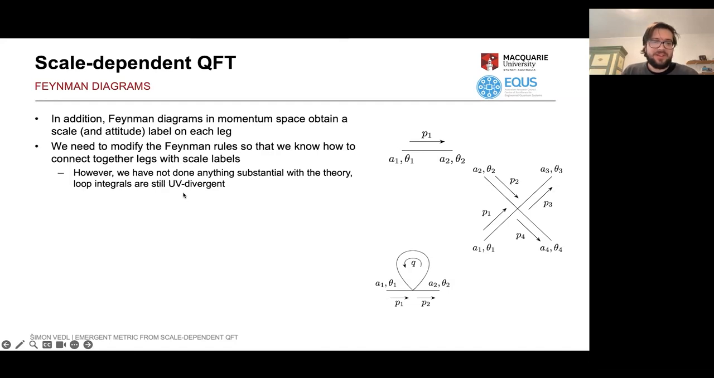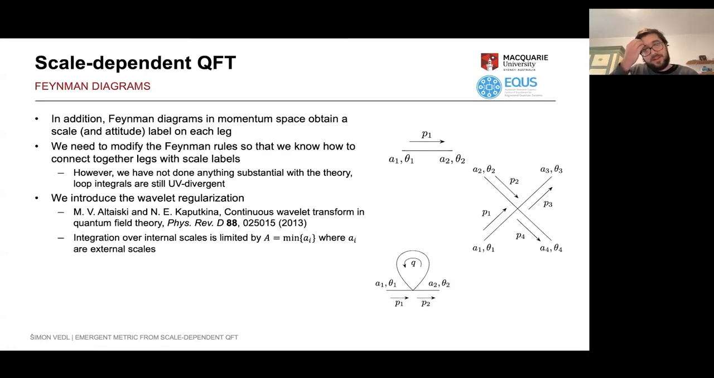You still have diagrams that have divergences in them. So you have your tadpole diagram and that loop integral with these modified Feynman rules. You haven't changed anything, so that loop is still going to give you a divergence. That's where the interesting idea of wavelet regularization comes in, and the two people who came up with this are Mikhail Altaisky and Kaputkina, I forgot her first name, two people from Russia.